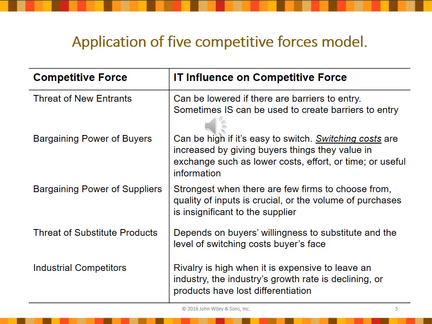Threat of substitute products depends on buyers' willingness to substitute and the level of switching cost buyers face. So if it's easy for a buyer to switch from product to product without cost or with very low cost, it means it's a threat to us. Industry competitors' rivalry is high when it is expensive to leave an industry, the industry's growth rate is declining, or products have lost differentiation. So it's very important for us to understand the competitors and how to deal with them.